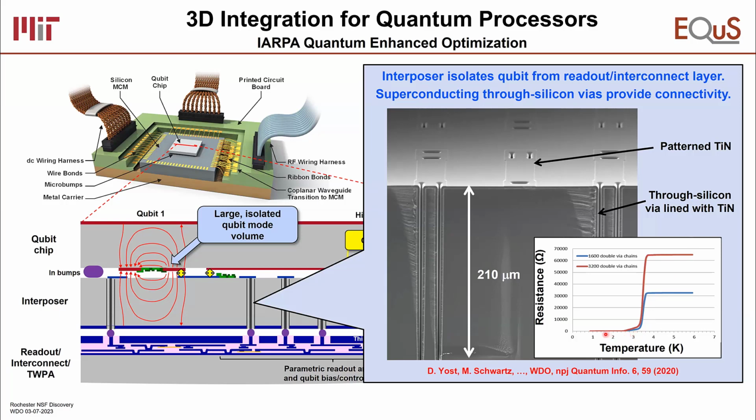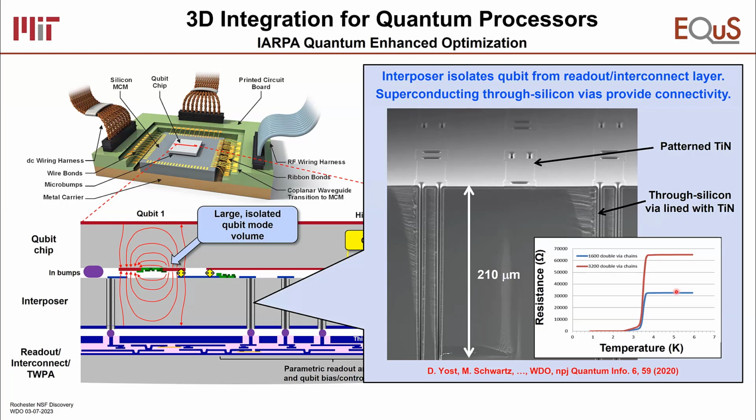Turns out aluminum superconducts around 1 Kelvin, and our dilution refrigerator is at 10 millikelvin, so it's 100 times colder, so well below the transition temperature. Now, the feature of a superconductor, which I didn't mention, is that it has no resistance below a certain temperature called the transition temperature. And here you can see that we have 1,600 of these vias in series. We also have 3,200 in series.